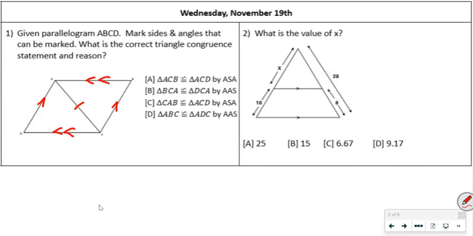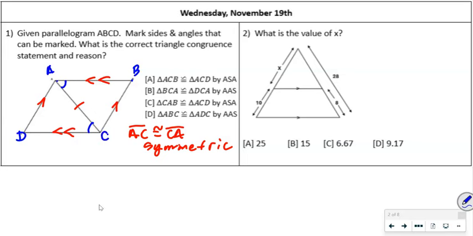Okay. We also know that this side is congruent to itself, so we could say that AC is congruent with CA, and that would be because of the symmetric property, right? Then we also know that this angle up here is congruent to that angle. They're alternate interior angles, right? So we could say BAC is congruent with DCA, right? And then we also have one more pair right here, so we could also say that this angle is congruent with this angle up here.